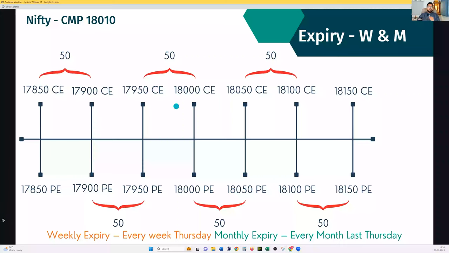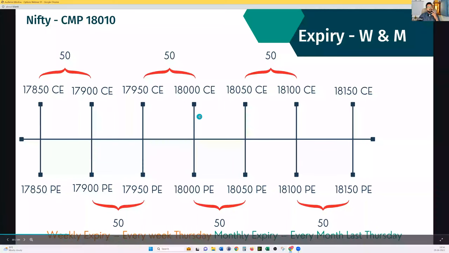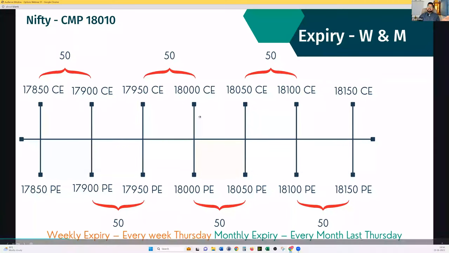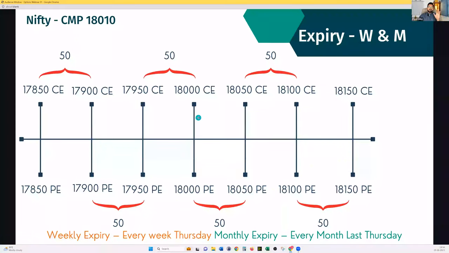Okay, so the weekly expiry will happen every week on Thursday. Every Thursday we will have the weekly expiry. The last Thursday of the month will be the monthly expiry. Last Thursday of a month will be a monthly expiry, and every Thursday will be the expiry for the weekly options.